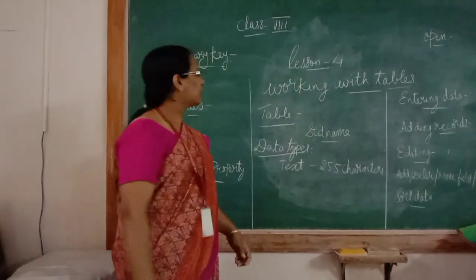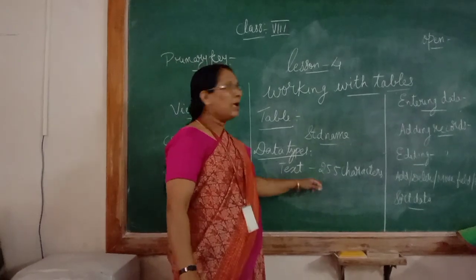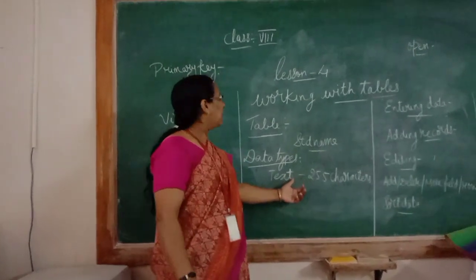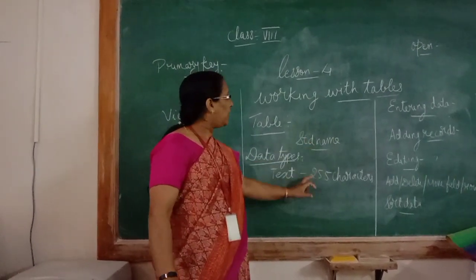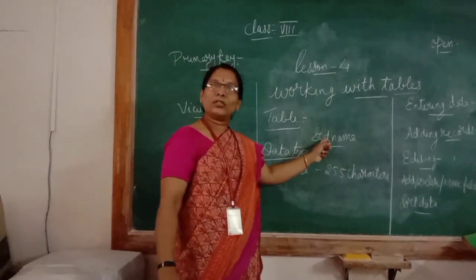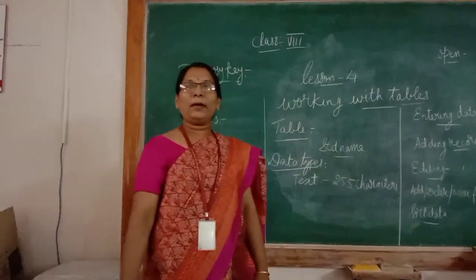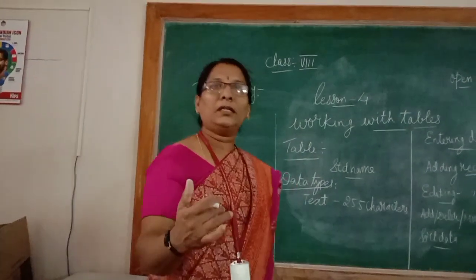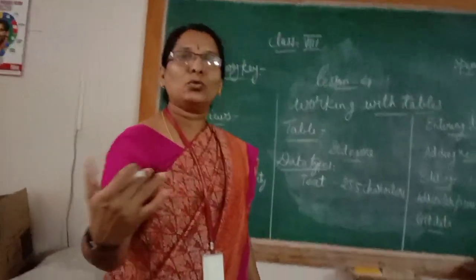You can have a maximum of 255 characters in a text data type, and that is the appropriate data type you can select for a student name. Now, for example, again I have discussed the student details. First is student name, then student class.